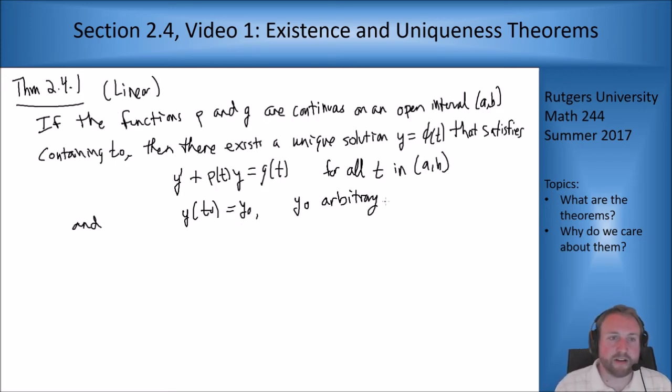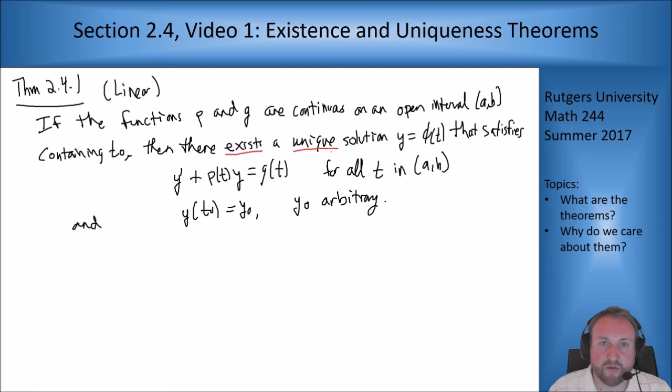All right, so here is the linear theorem. It says if the functions p and g are continuous on some open interval a to b, containing t0, so t0 is going to be my initial condition point inside (a, b), then there exists a unique solution. Here are the important words: there exists a unique solution, y equals phi of t, that satisfies the differential equation y prime plus p of t y equals g of t for all t in the interval, and it has any initial condition you want. You can pick y0 to be anything, satisfy the initial condition, and solve the ODE.